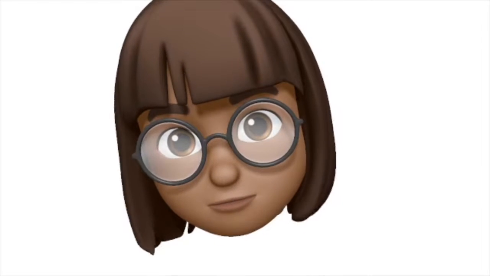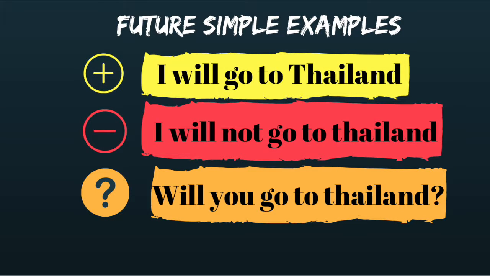Let's see some examples. Alright, so for our affirmative form, we have: I will go to Thailand, right? First we have to analyze what our subject is. I is our subject in this sentence. Then we have will, and as the form said before, you add a verb. So, where is the verb? It's go, right? So, the affirmative form is: I will go to Thailand.